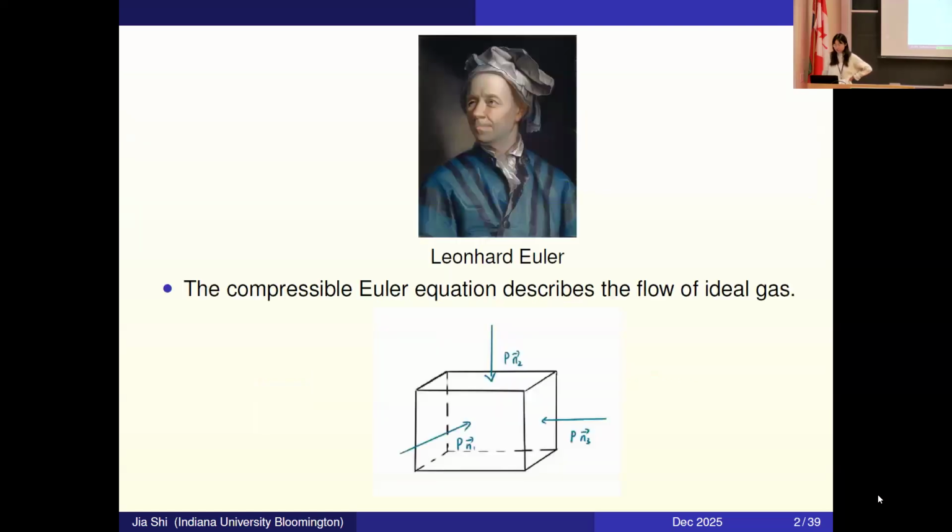Okay, so the compressible Euler equation is a fluid equation. It describes the flow of ideal gas. So we consider a box of gas. The only force that applies on this box is the pressure, and this pressure is perpendicular to the surface, and we call it capital P.